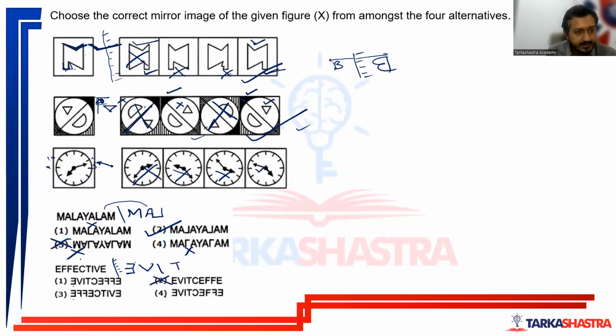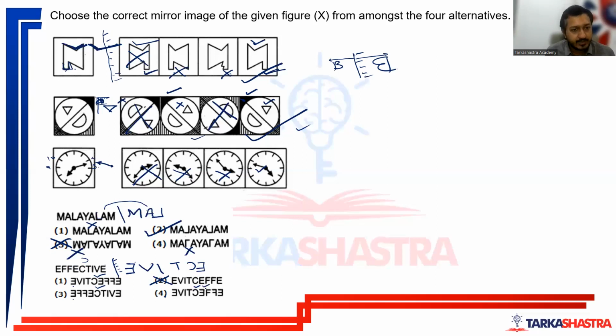C, which is like this, will become like this. So C is correct over here. C is correct over here. No option eliminated. E will be having the mirror image like this.